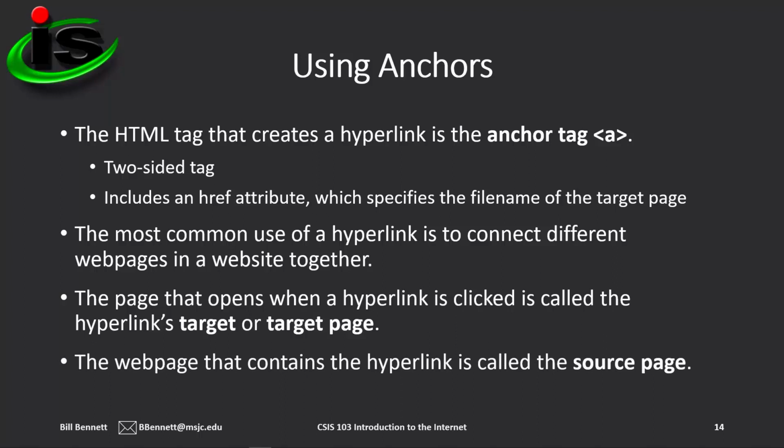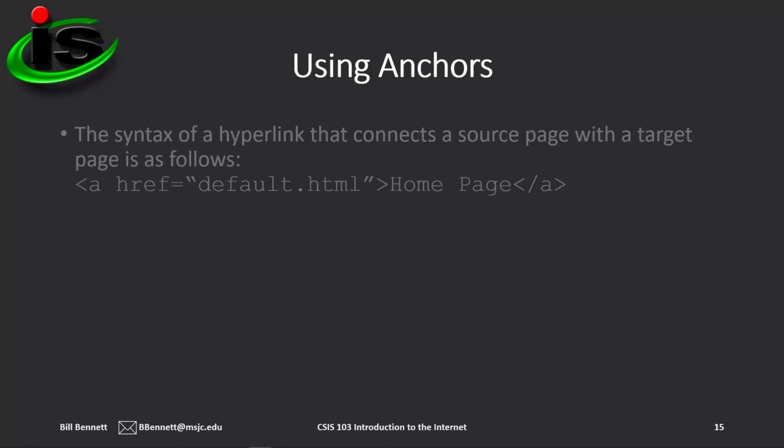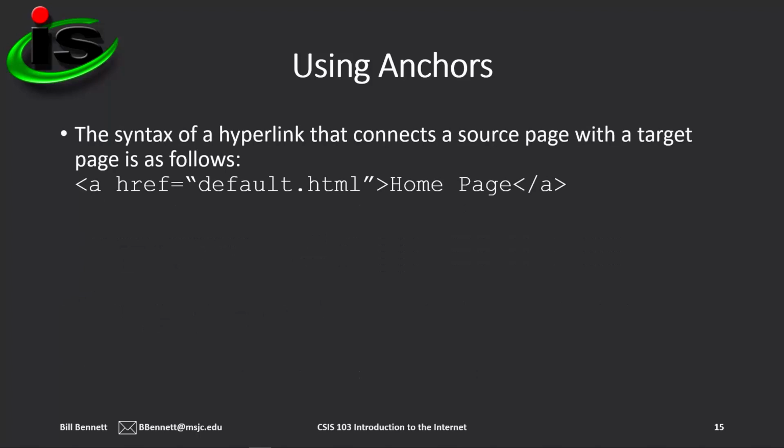The web page that contains the hyperlink is called the source page. The syntax of a hyperlink that connects a source page with a target page is as follows. In the opening anchor tag, you have a left angle bracket followed by the A, and then the href attribute, which defines the target page that the browser will go to when the user clicks the link. And then after the right angle bracket is the actual content or the text that the user will see on the page that they will click on. And then we have the closing anchor tag.